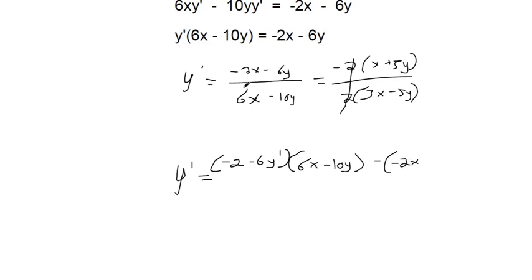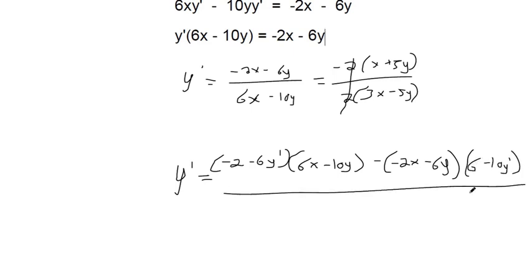Oh, I'm using the longer version. I should have been doing this. That would have saved me probably some coefficients, but I've already started doing this, so I'll stick with it. Derivative of the top function times the bottom kept the same, minus the top function kept the same because we're doing the quotient rule, times the derivative of the bottom. So term by term, that's 6 minus 10y prime in the bottom. And that's all over the bottom function squared.